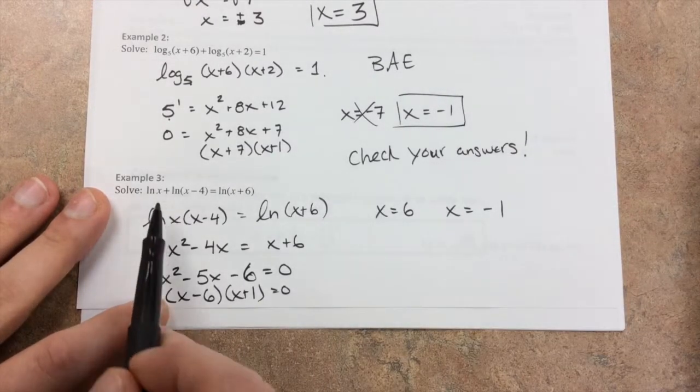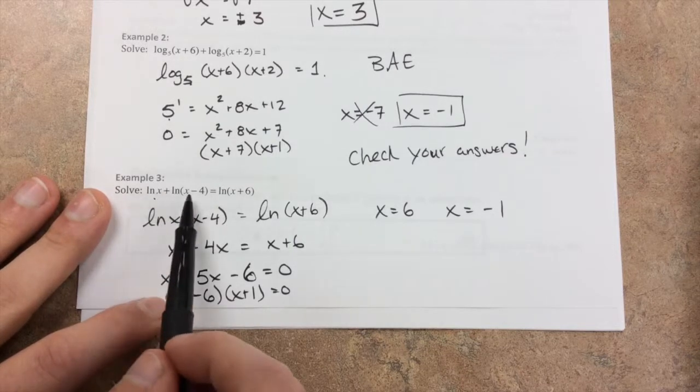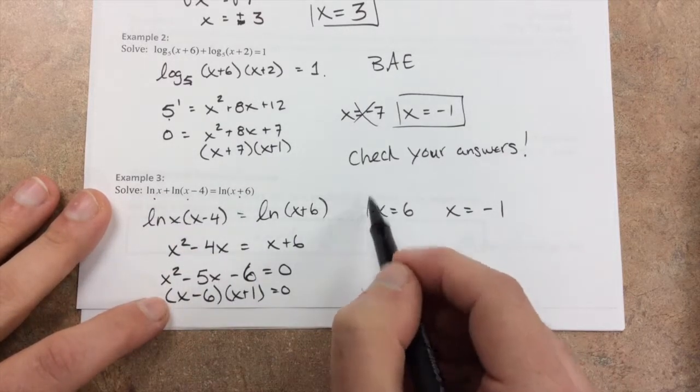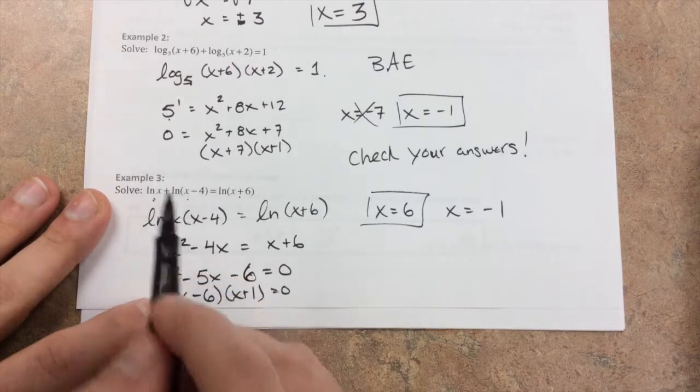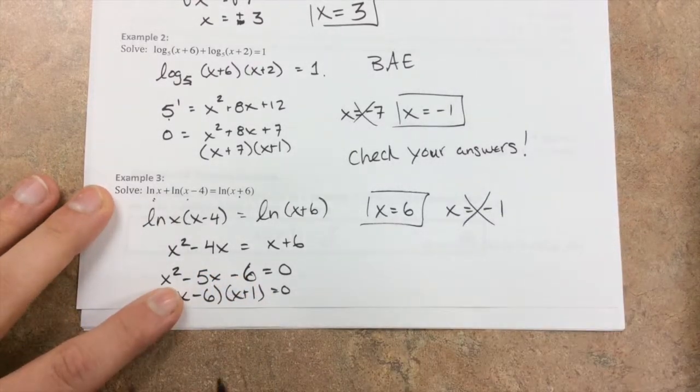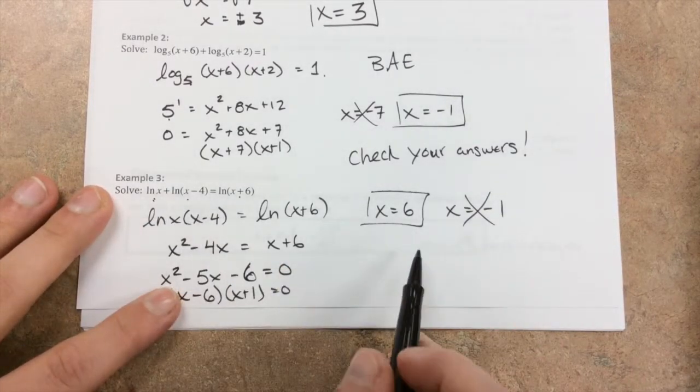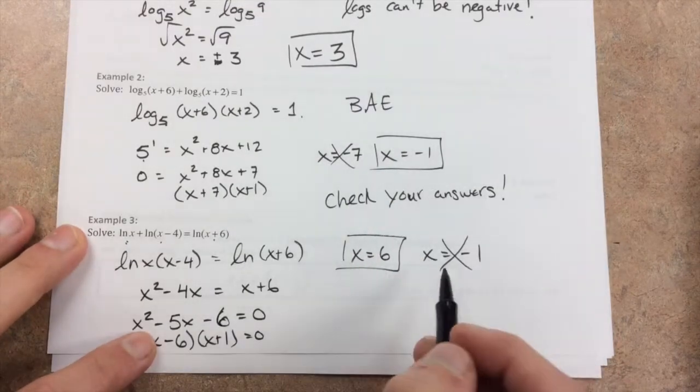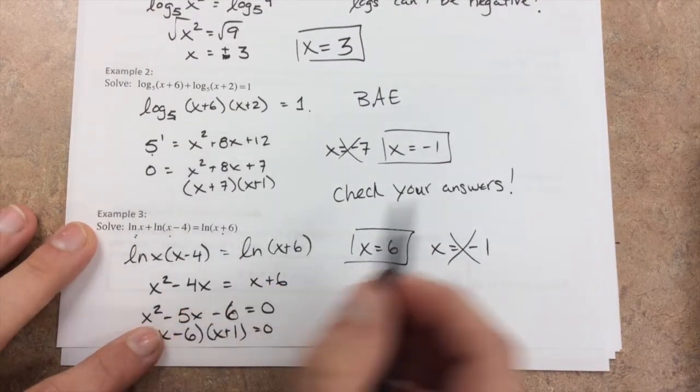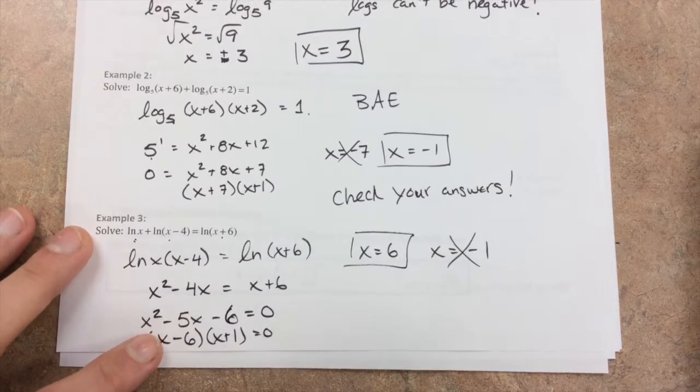Now just to check, if I plug in 6, it works. If I plug in negative 1, it fails for the first one. So it's no good. Again, by checking our answers, we can't have a negative log, so that gives us just our one solution.